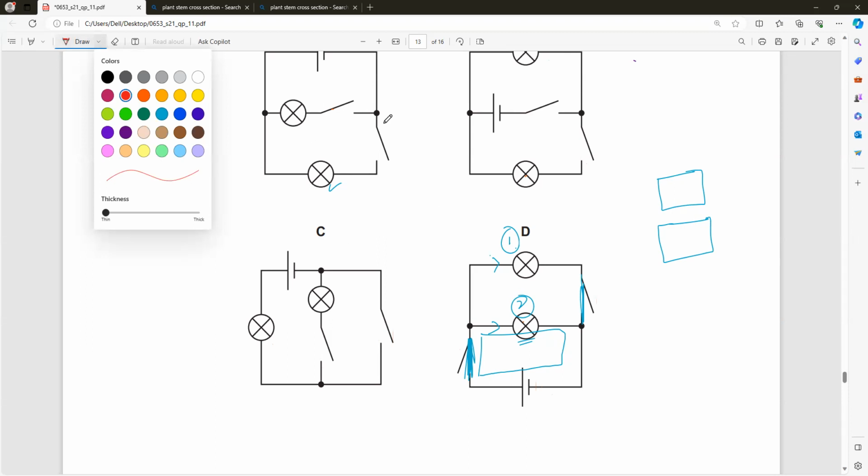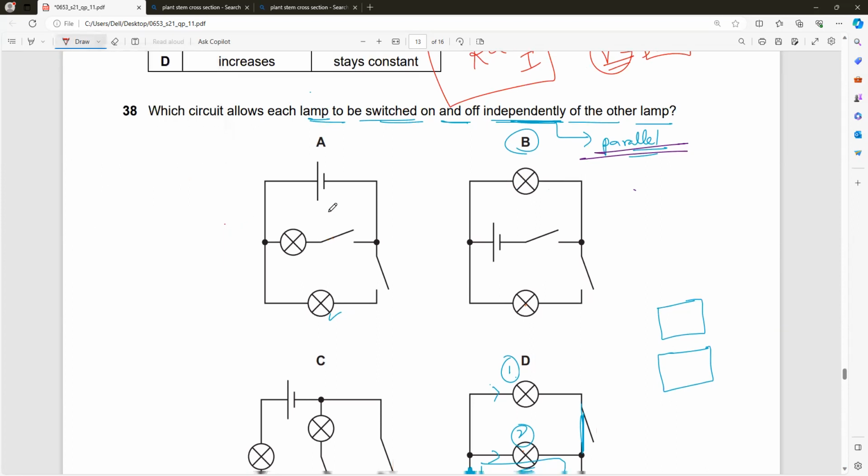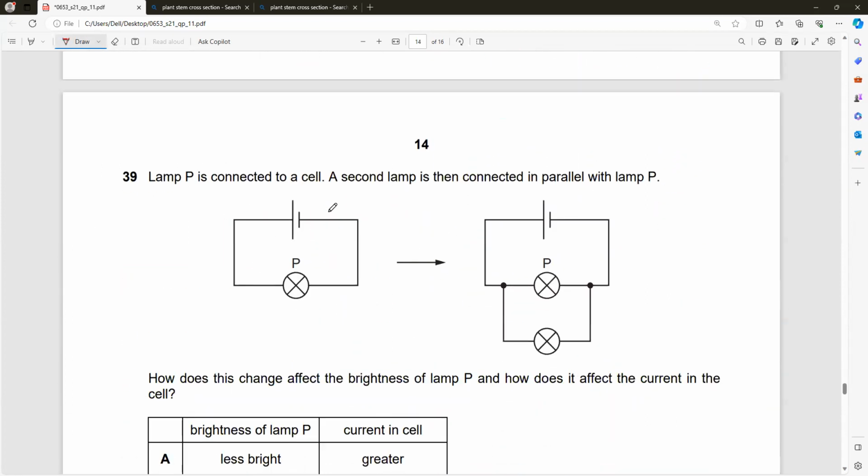So please solve this question, everybody. Still if you have doubt, please ask me, anybody. Anyone? Nobody wants to speak.